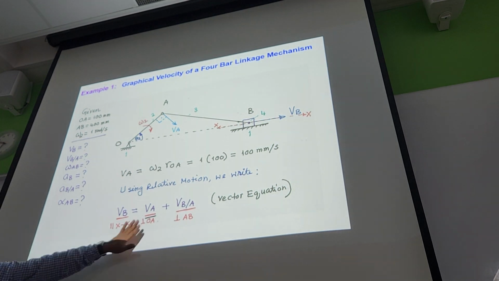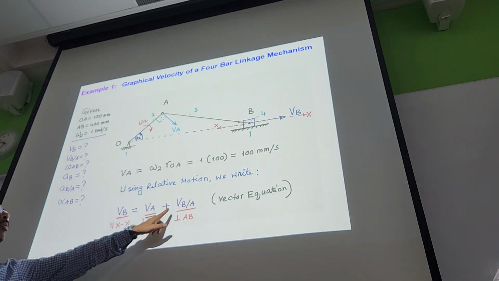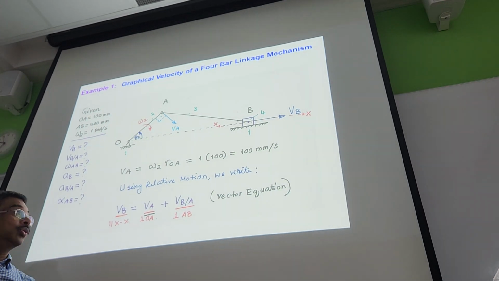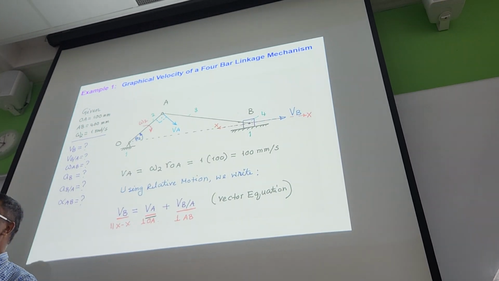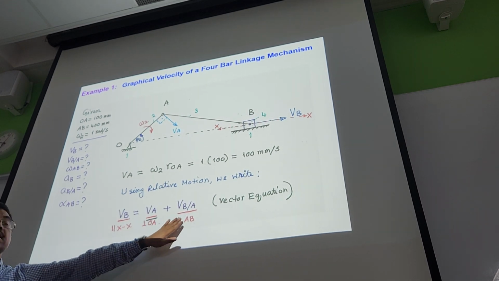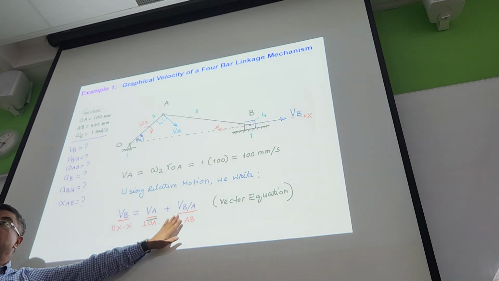Okay, so what we know about that, we find. And then we move on to here. Have a look. VBA. Do we know VBA's direction? All of you are now scratching your heads. This one, VA, is clear, but this one is not clear. And how can it be clear?